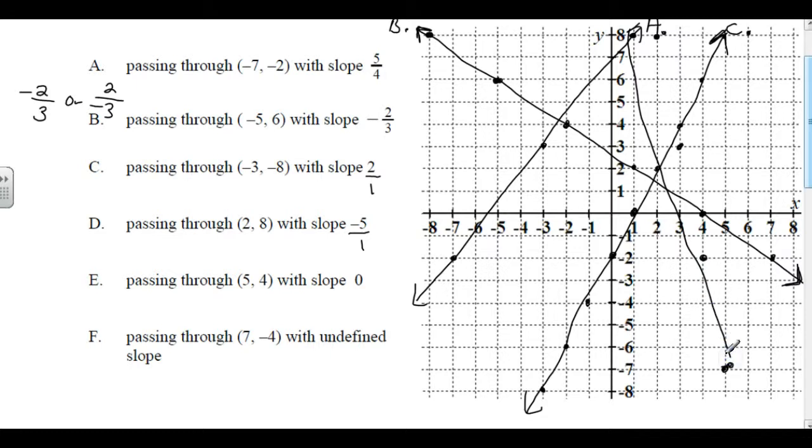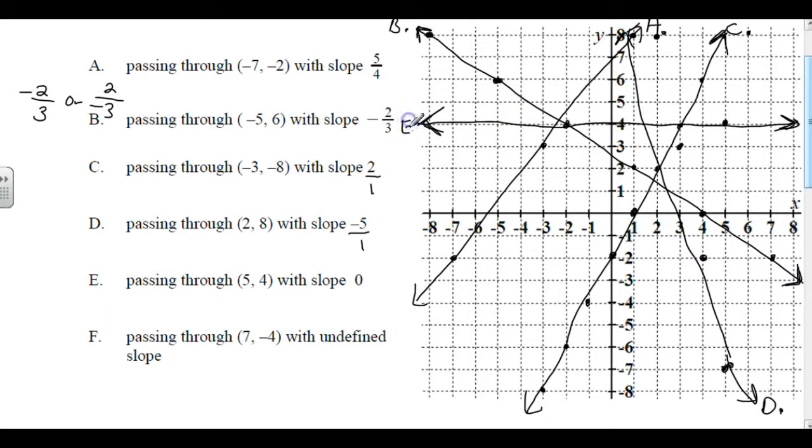As I run off the tablet, I'm going to label this one down here D. I should use different colors, but oh well. Passing through (5, 4) with a slope of 0. Slope of 0 we know is a horizontal line. So we draw a horizontal line, and arrows on both ends.